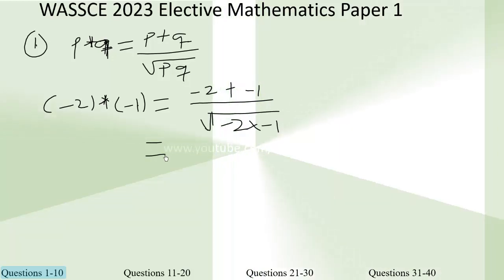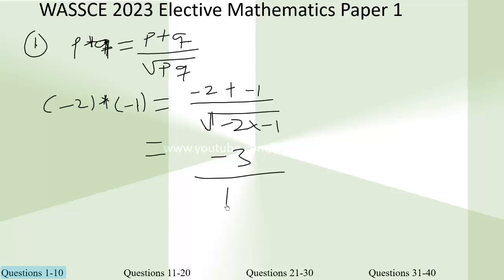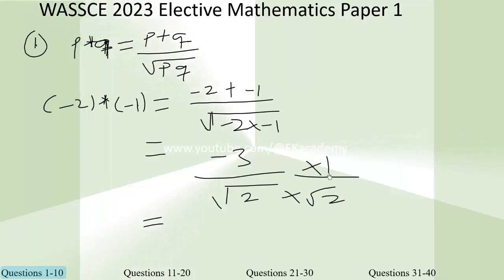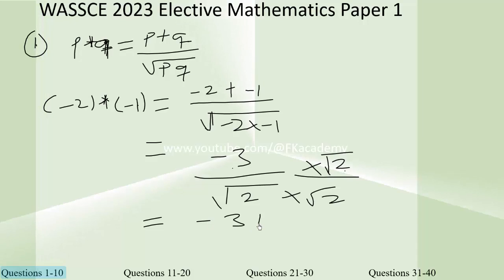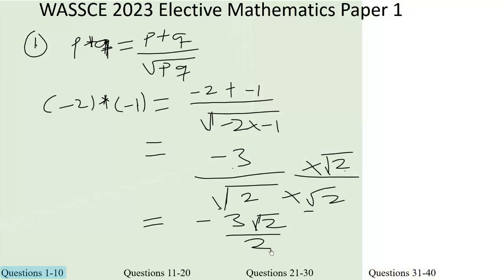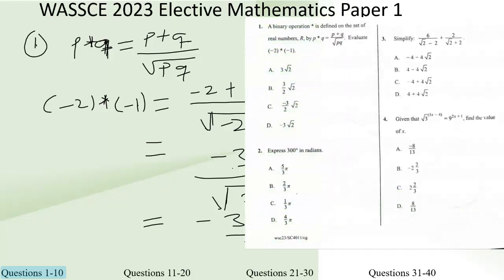So this will be equal to -3, since -1 plus -2 is -3. Now the square root of -2 times -1 is root 2. So that will give us -3 over root 2. So we rationalize it. Multiply both the top and the bottom by root 2. So -3 times root 2 will be -3 root 2. Then root 2 times root 2 will be 2. So the correct answer will be -3 root 2 over 2. So the correct answer is option C.